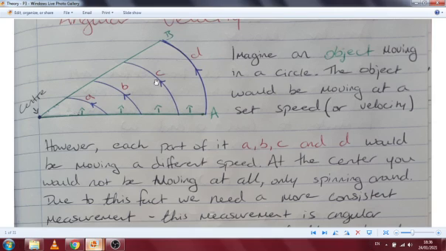Similarly, C travels a longer path still. So if you travel a longer path in the same time, you're going to have to be moving at a faster speed. So the further out you go, the more your speed increases. At the center, it's zero, and at the outside, it will be much larger.